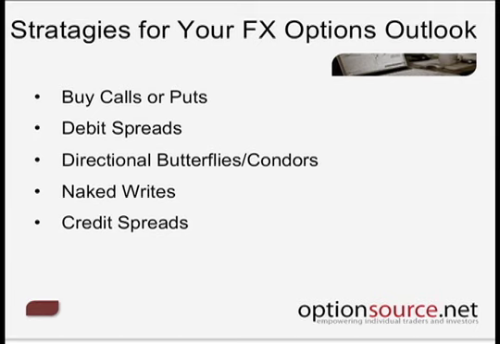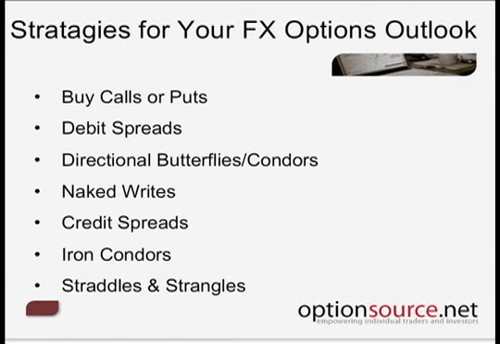Finally, you can create these iron condors that I just showed in the last example to once again take advantage of what you believe to be a range-bound currency pair. And then if at the end of the day you believe there's going to be a big move in the underlying security, you just don't know which way, you can implement a straddle or a strangle. So at the end of the day, recognize that you have a number of different choices that you can make to trade your directional views.